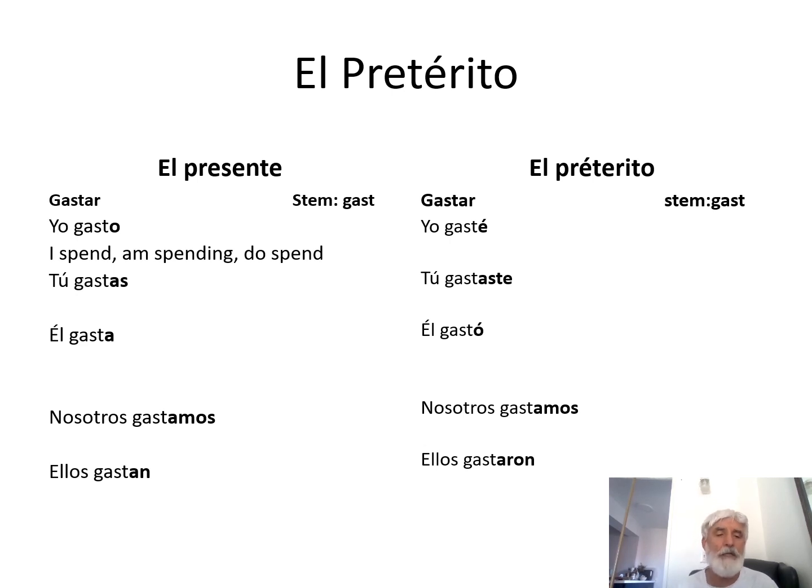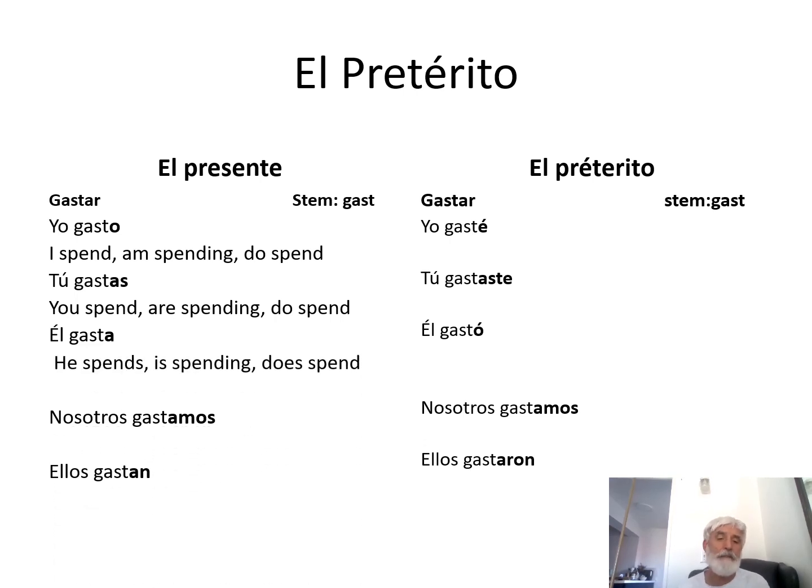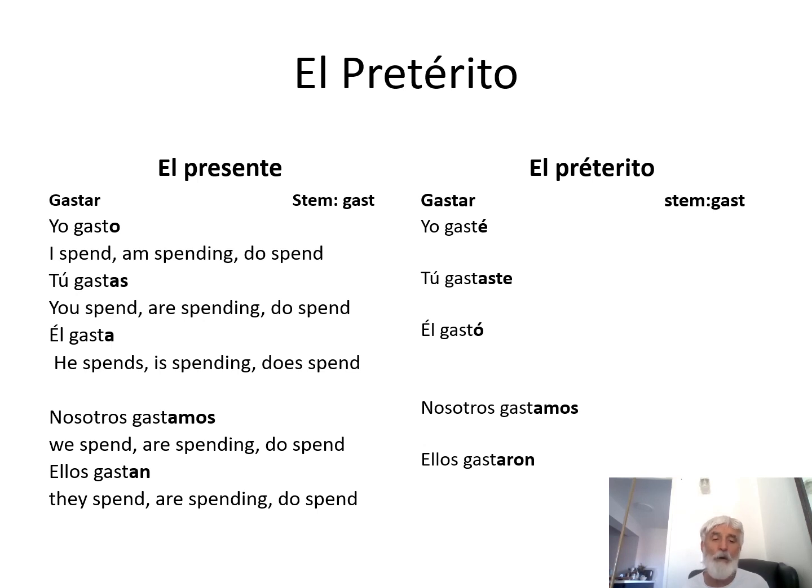Okay, let's conjugate it in the tú form. It will be tú gastas, you spend, you are spending, or you do spend. And finally, the él form is gasta, él gasta, he spends, is spending, or does spend. Let's look at the plural forms. Nosotros gastamos, we spend. And finally, ellos gastan, they spend. Or we could have ustedes, you all spend. So that's just review. But make sure you know the meaning of the verb gastar and you know how to conjugate it in the present tense.